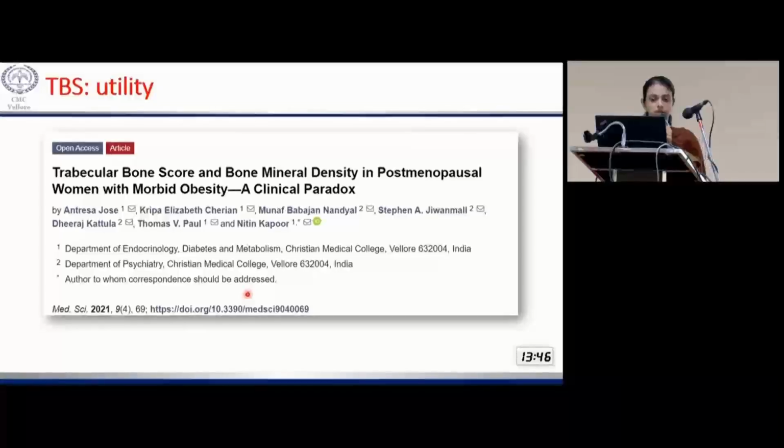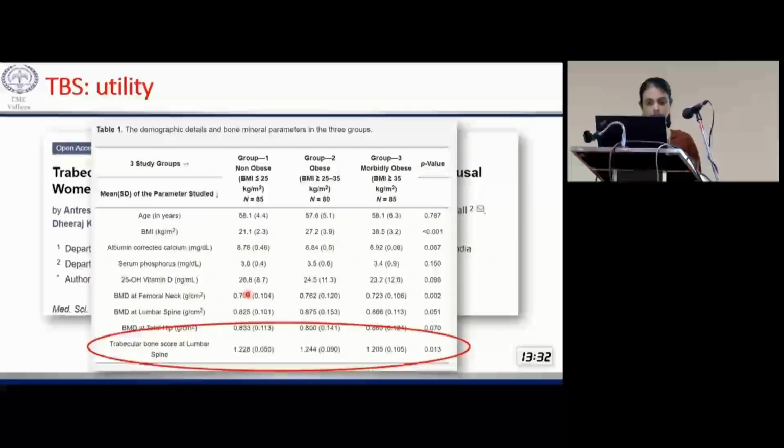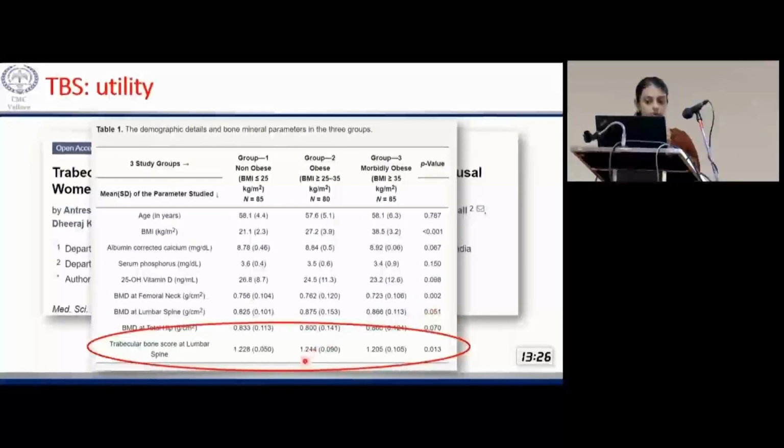A more recent study that was done by one of our postgraduates, we looked at 3 groups of women who were non-obese, obese and morbidly obese. Each had 80 to 85 individuals. What we found is that the BMD at the lumbar spine was not significantly different between the groups, but the trabecular bone score in the morbidly obese showed a sharp dip, and this was significant. So obesity does not always translate into good bones. It may have some protection against hip fracture, but the trabecular bone score at the lumbar spine in morbidly obese might be low.